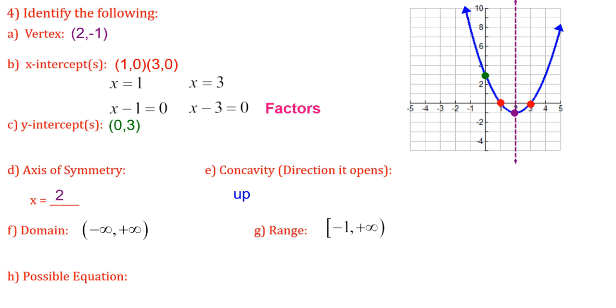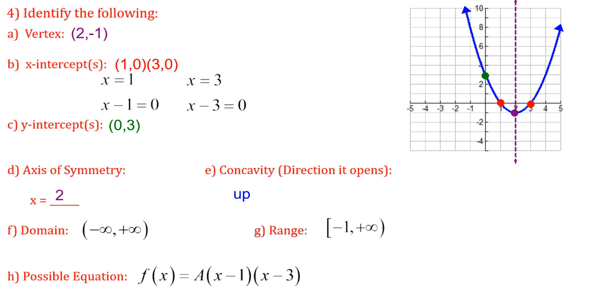So we need some kind of positive a value, and then we can write the factors for our function, x - 1 and x - 3. So this would be a possible equation, again, a being positive, and if you want to put a positive sign in front of a, you're welcome to do that, times (x - 1) times (x - 3).